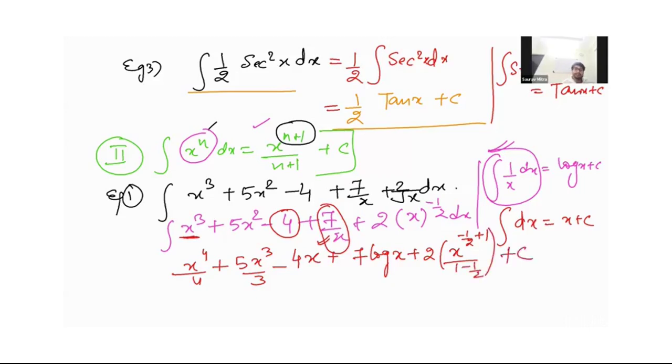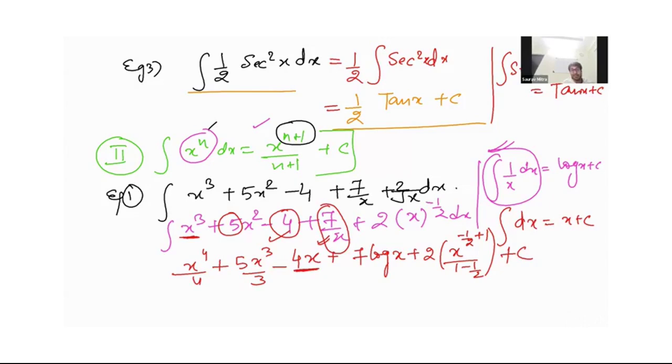plus c. So what we have to do is the integration term wise. First, the integration of x to the power 3 is x to the power 4 by 4. For 5 x to the power 2, we know the scalar rule, we will not integrate the 5, we will integrate only the function, so it will be x to the power 3 by 3. Minus, the integration of the constant term is x, so 4 we will not integrate, we will integrate the constant. So it is 4x. Integration of constant 4 is 4x.